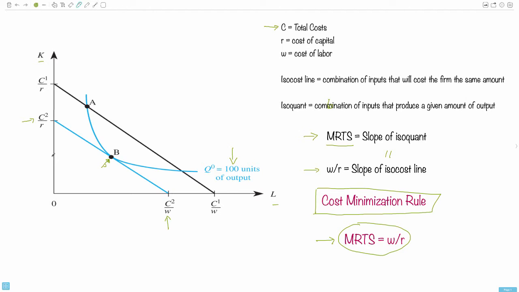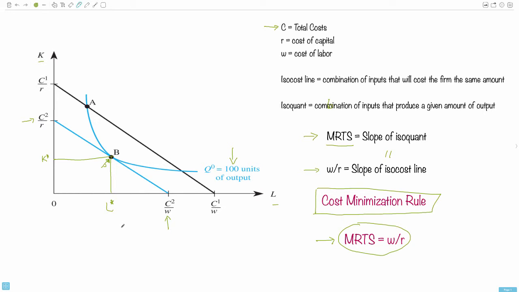This should give you the optimal amount of capital to hire, which you can call K star, and the optimal amount of labor to hire. Because only at this point you can produce 100 units, which is what you want, minimizing cost and using the right combination of inputs. Now, think about this.